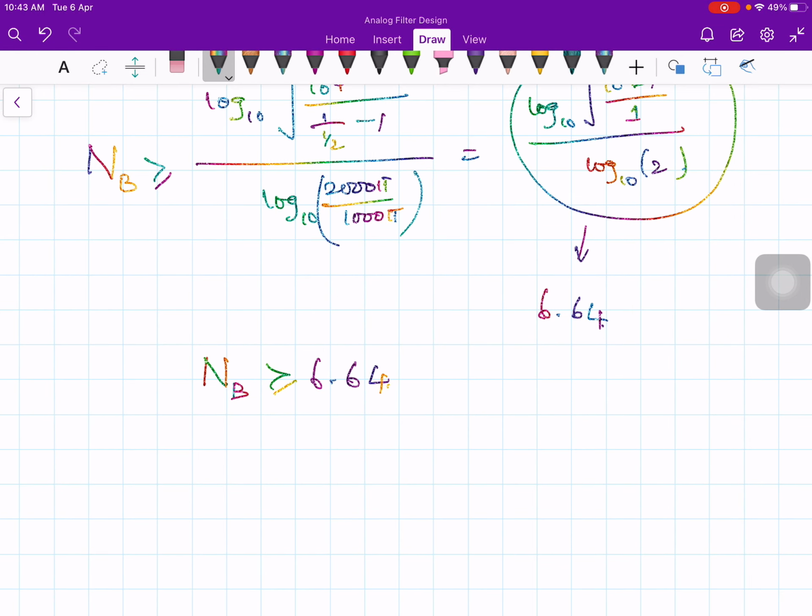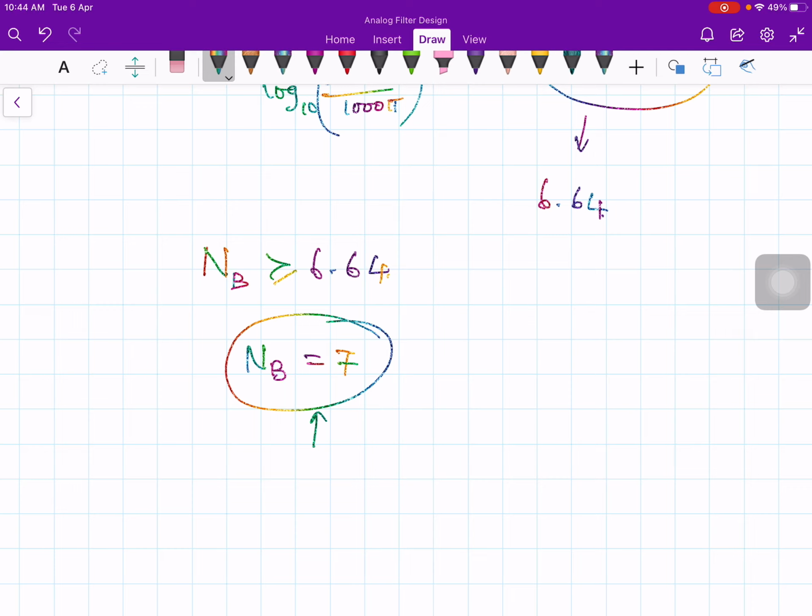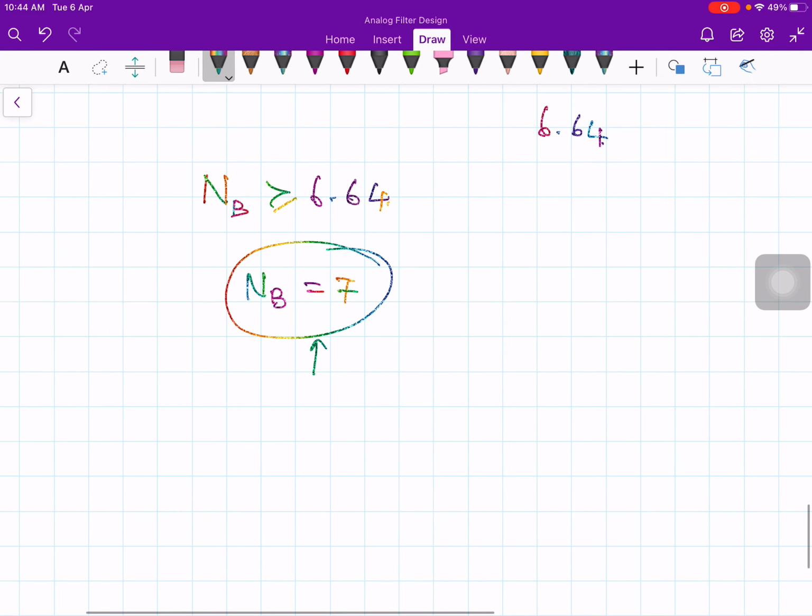The order of the Butterworth filter needed should be an integer, right? So therefore it is 7. Okay, so with this obviously the omega S realized would be lower than the specified. See, already omega S is 2000 pi. Now if you take 6.64, then this value is okay, but you are taking slightly higher than 6.64, therefore this omega S will be reduced to a new value. Okay, and here we don't have to find omega C. Omega C is already given.